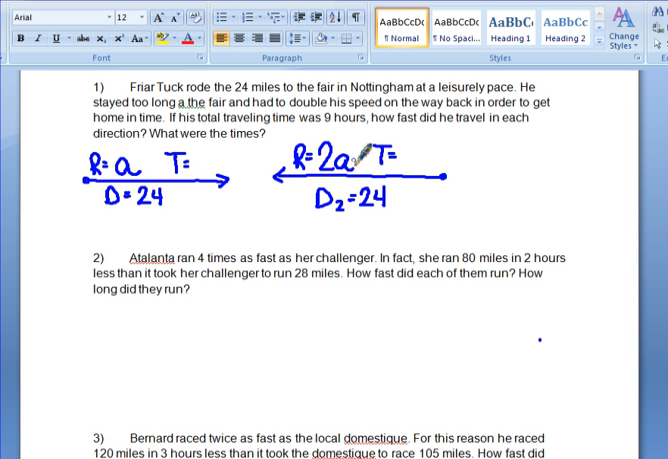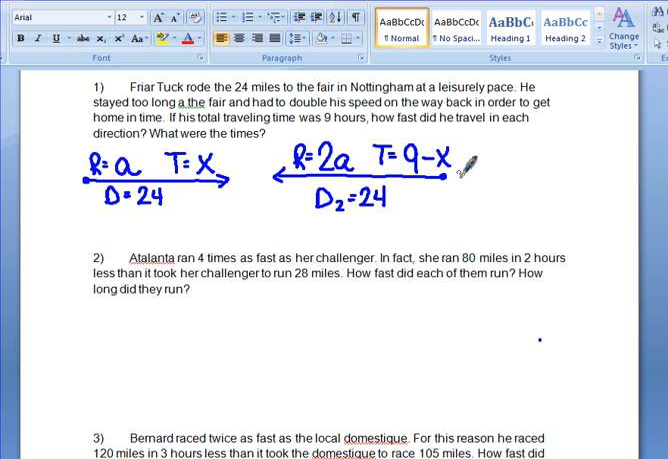Now let's talk about his time. His total travel time was 9 hours. We don't know how long it took him to get there. We don't know how long it took him to get back. But if we gave him a travel time of X on the way there, then however long it took him to get back would be 9 minus X. So now we have two equations with two unknowns, and we can go ahead and solve.